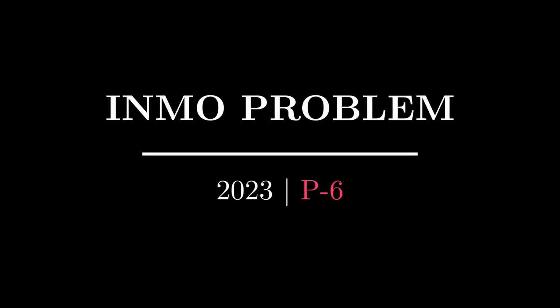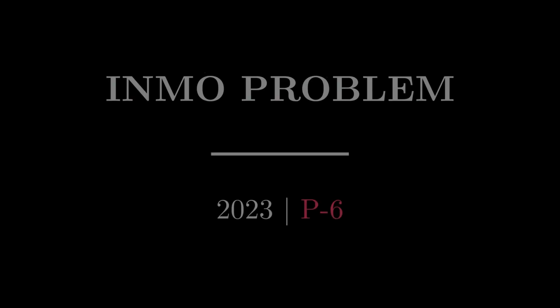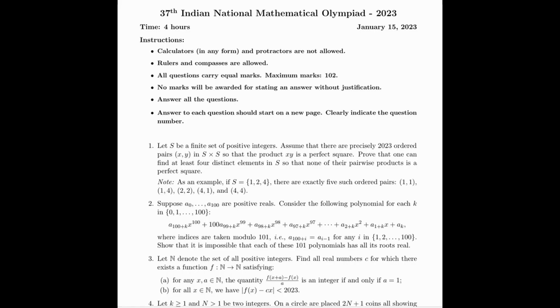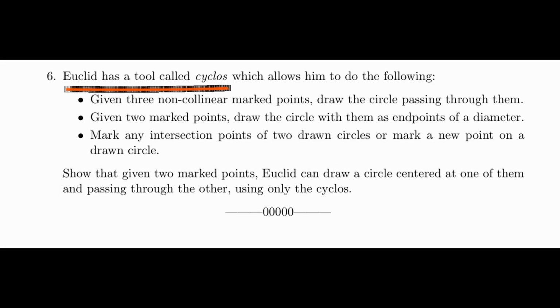The Indian National Mathematical Olympiad from 2023 has this interesting problem where a character, not the mathematician Euclid, has this machine named Cyclos, which basically can draw circles using diameter endpoints and mark intersections of these circles. I'll stop talking so that you can read the problem statement. You can pause the video here if you want.